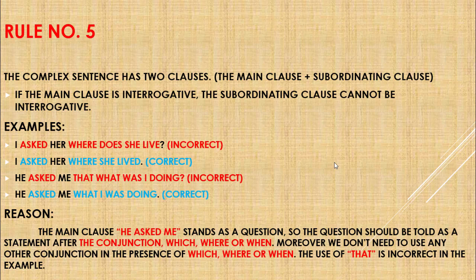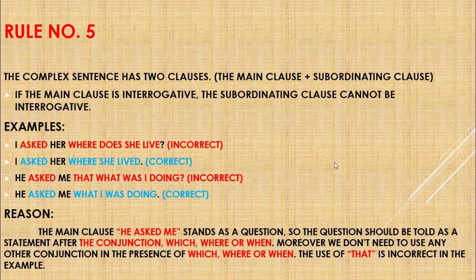Rule number 5 is, the complex sentence has 2 clauses, the main clause and the subordinating clause. If the main clause is interrogative, the subordinating clause cannot be interrogative.